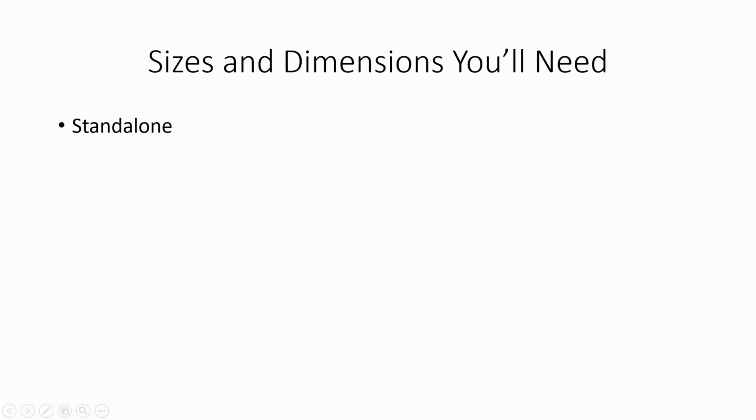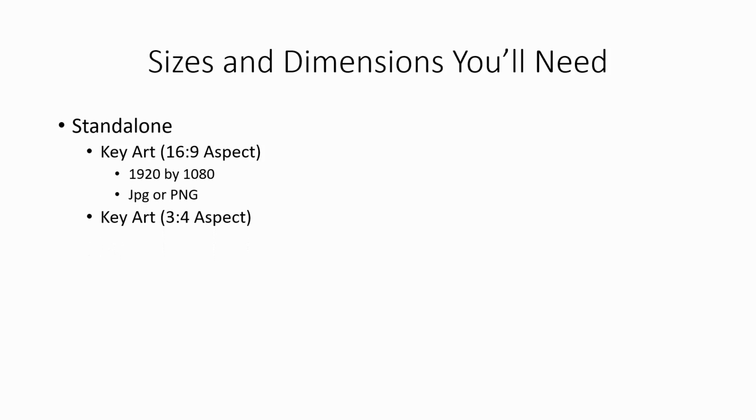Now, for the standalone videos, the key art will have a 16:9 aspect ratio. It'll need to be 1920 by 1080, JPEG or PNG. Now, you'll also have another key art piece. This time, though, it'll be 3:4 aspect ratio, so not 4:3. That means then that the art will be 1200 by 1600. And again, you want to pay attention to that. It's a little different than the other size. That'll also need to be JPEG or PNG.